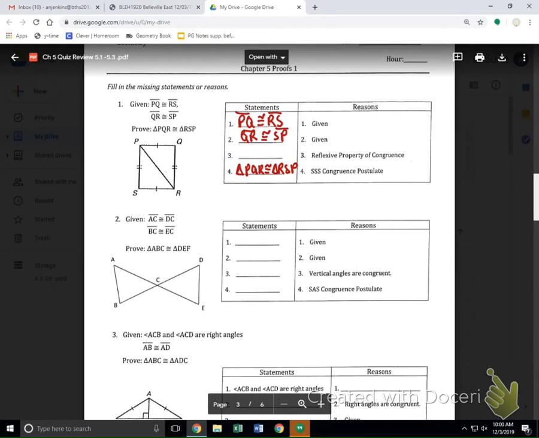Now we just have to find out the middle part. So we know that the triangles are going to be congruent. We have 2 congruent sides. So if we're going to prove this, what else can we show?